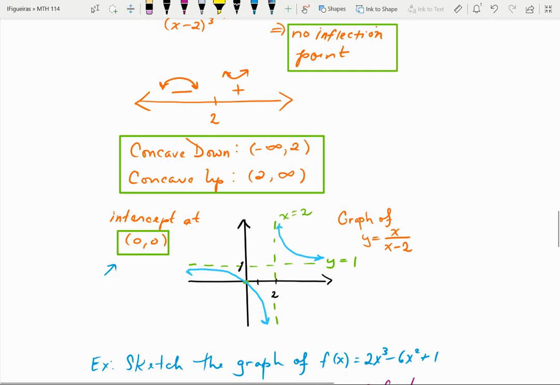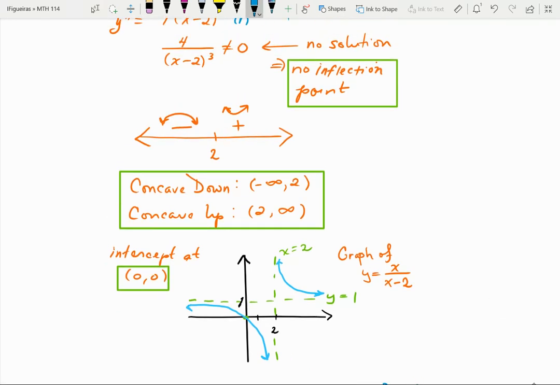All right, so here's the graph of y equals x over x minus 2. So I plotted the point 0, 0. That's what you see here. I know that the graph is always decreasing. We found that with the first derivative. So both of these blue curves are always decreasing. The green dotted lines are my asymptotes. Remember, I had one at x equal to 2, which is here, and another one at y equal to 1, which is here.